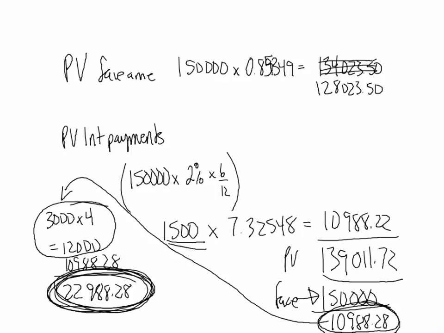Remember last time the investors paid us extra and it made us pay less interest? Well, now the investors paid us less, so we're going to pay more interest. The yield on this bond will be equal to 4%. The $22,988.28 is equivalent to having a 4% bond.